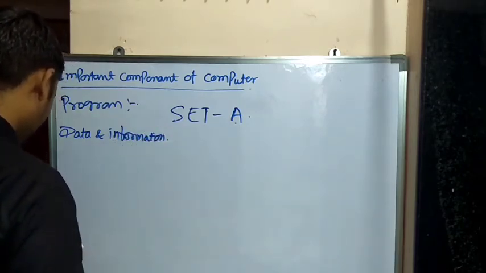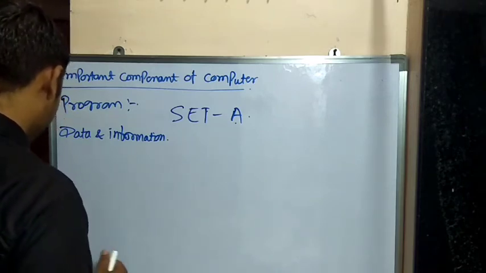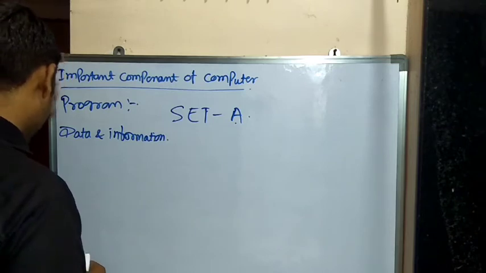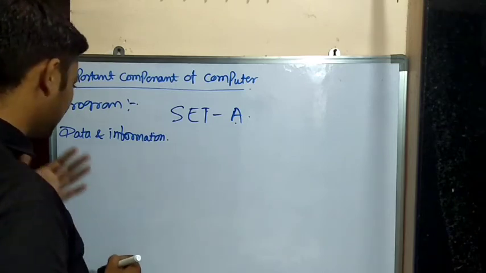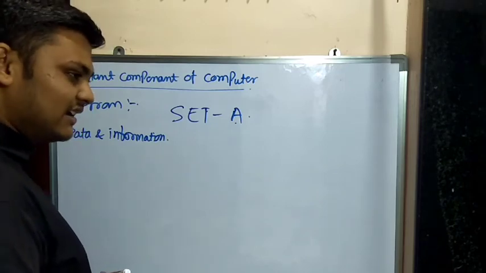Okay, what is meant by data? Data is the information in its raw, unprocessed form. Data and information are in unprocessed form because we get the data.